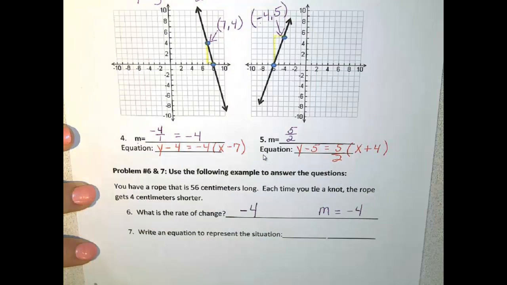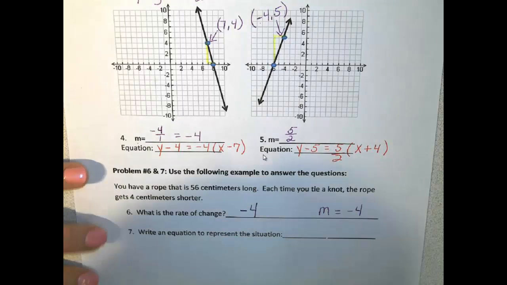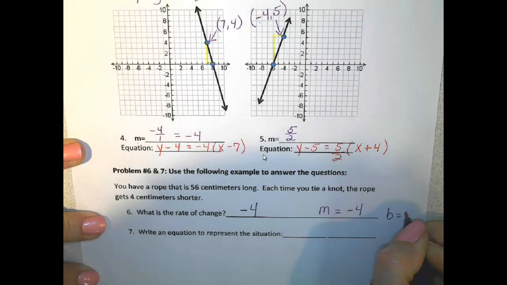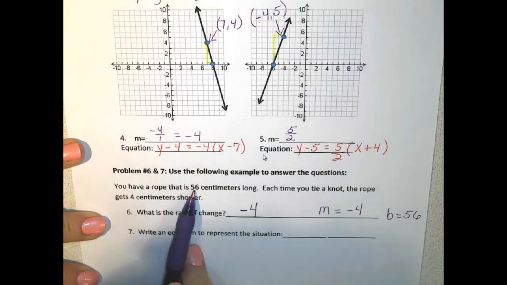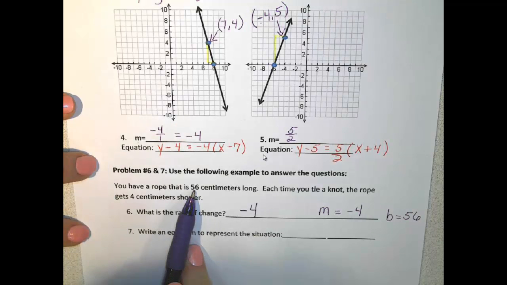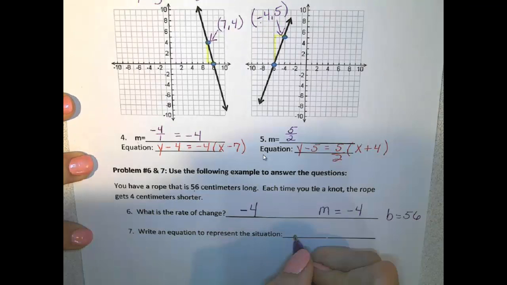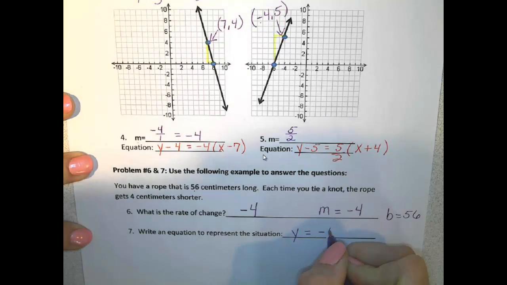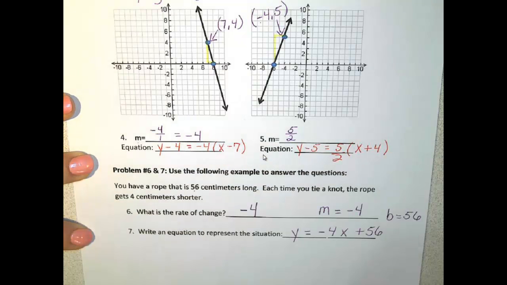In order to write an equation to represent this situation, I also need to know what would be the y-intercept, or the starting length of my rope with 0 knots. So in this case, b will equal 56. That's the length of the rope when there are 0 knots. So to write this equation, I would write y equals -4x plus 56. This means the rope starts at 56 centimeters and it decreases 4 centimeters for each knot.